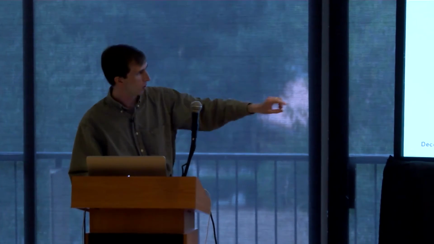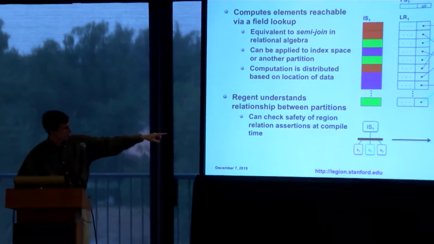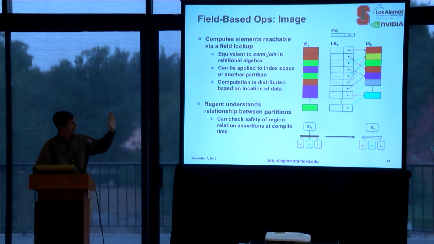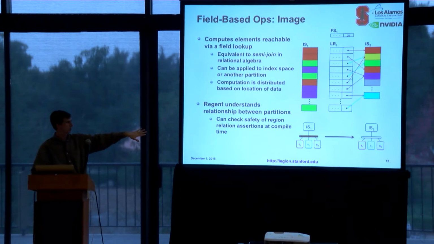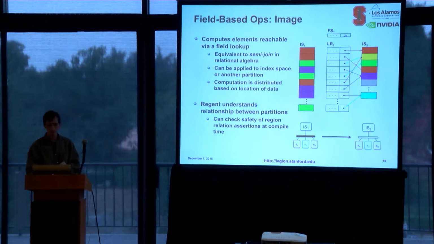Yeah? So what's going on with mixed color? The mixed color meant that the second element there is both red and green. So it's in both S1 and S2 in the second index space. And that's why you note that the partition there is white instead of black, because in general, the image, even if your source partition is disjoint, the image may be aliased.